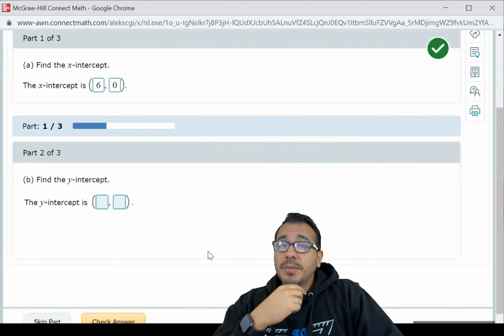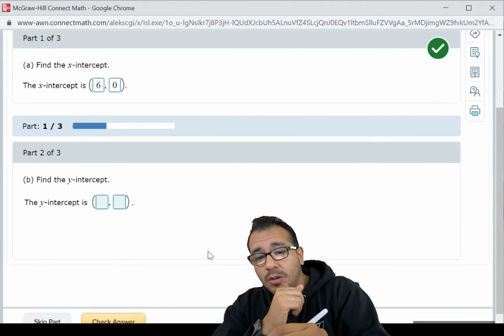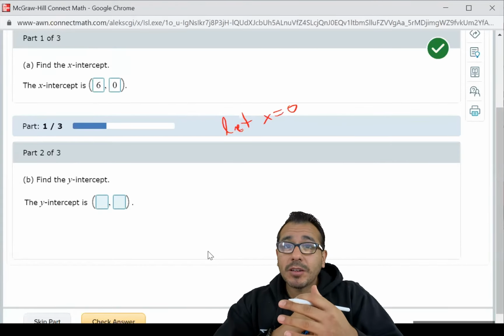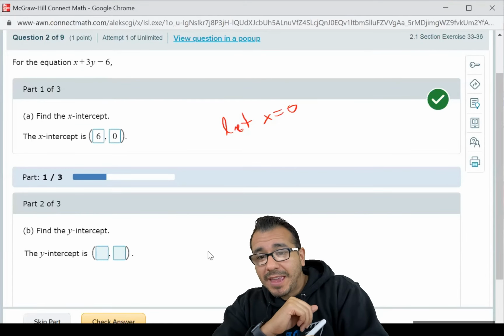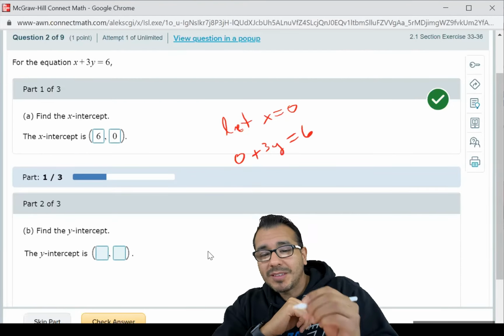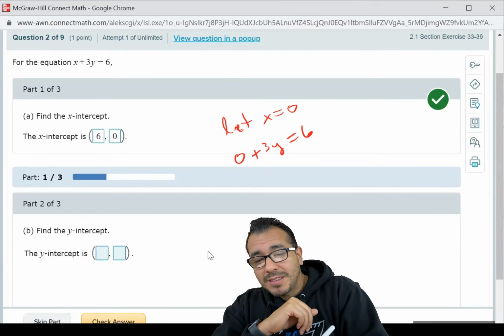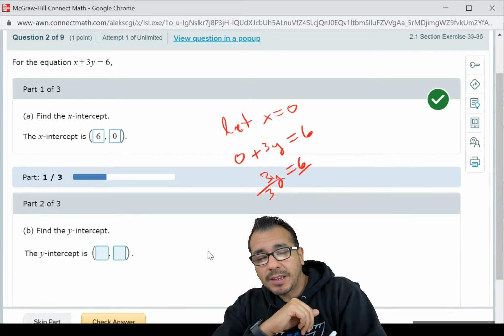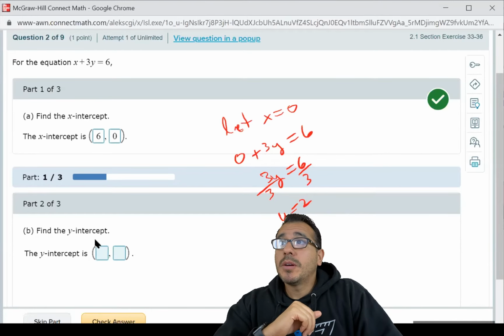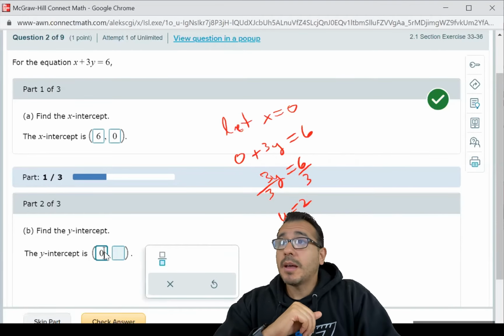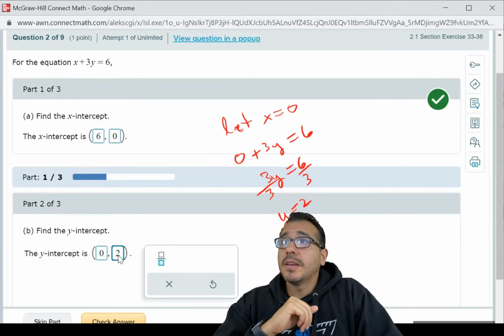So what did we say for the y-intercept? Now we're going to let x equal zero. Let's go back to our equation real fast, which was x plus 3y equals 6. So now we have zero plus 3y equals 6. That zero doesn't make any difference, so we have 3y equals 6. Divide both sides by 3, since we're trying to get y by itself, and we get y equals 2. So we just found the point 0 comma 2. All right, and there we have it.